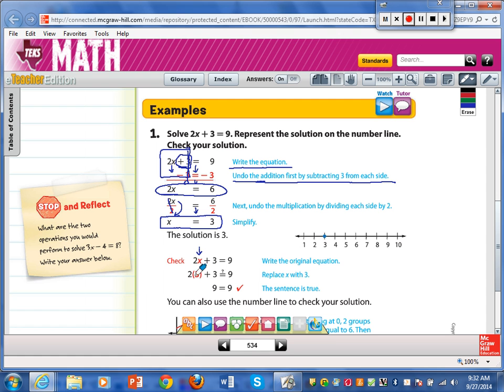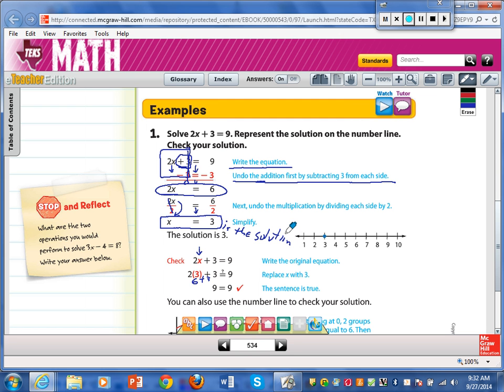So now you follow the order of operations as you would normally. 2 times 3 is 6. 6 plus 3, that should be 9. And then bring down your equal sign, bring down the 9, and 9 equals 9? Yes, it is. So in this case, it checks. Since you have 9 equals 9, a true statement, that means that 3 is the solution.